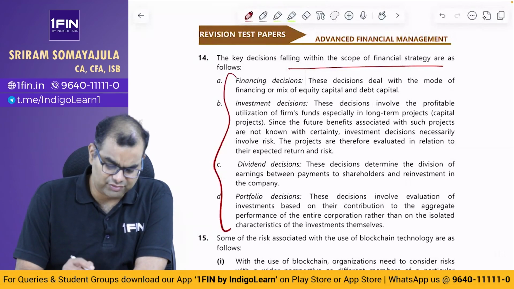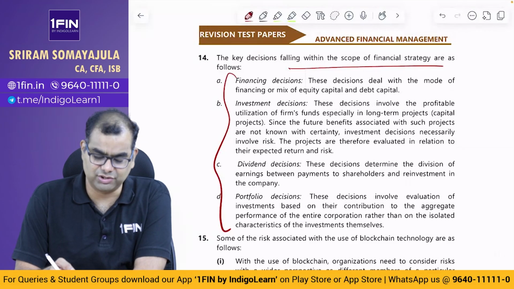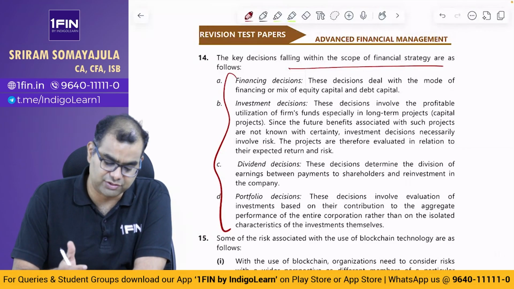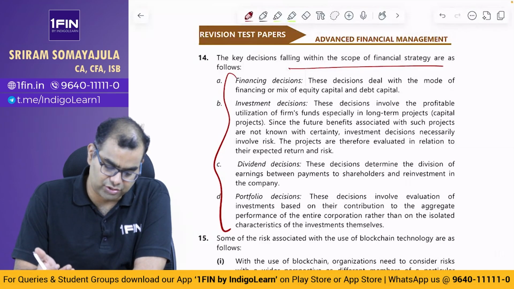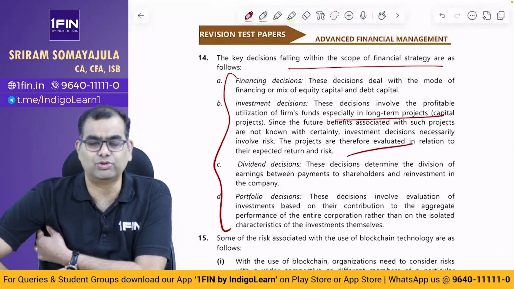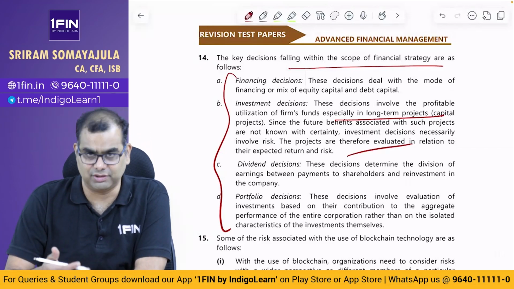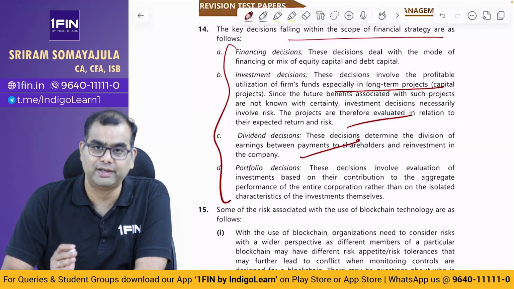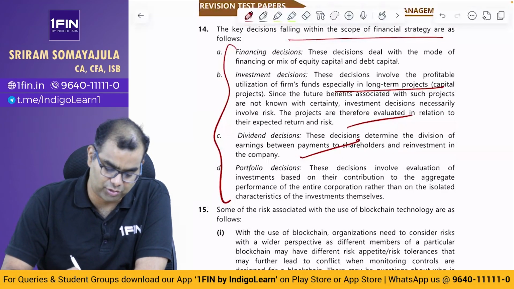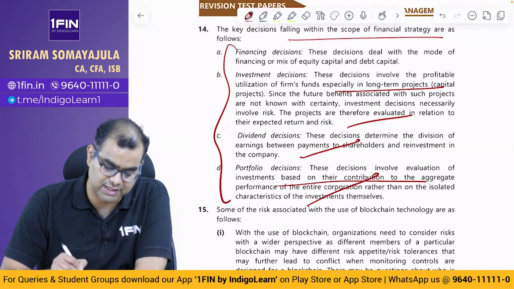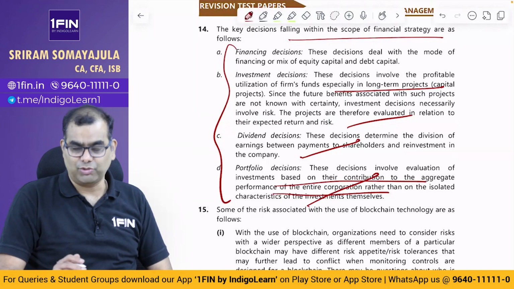Because it's a 4-mark question, you need not elaborate on each one very carefully. Financing is the mix of equity and debt. Investment decision is how you will invest in long-term projects, how you will evaluate risk and return, because you don't know certainty. So investment decision is NPV, you use various methods. Dividend decisions: how do you pay, what is the ideal dividend payout ratio. Then portfolio decision involves evaluation based on the contribution to aggregate performance rather than isolated characteristics. So you look at it on a portfolio basis.